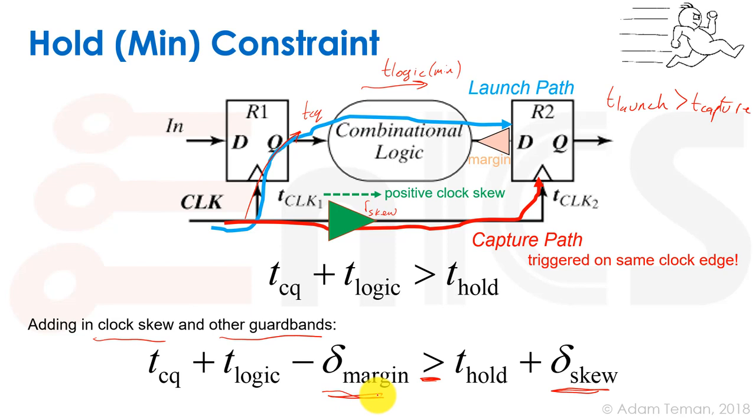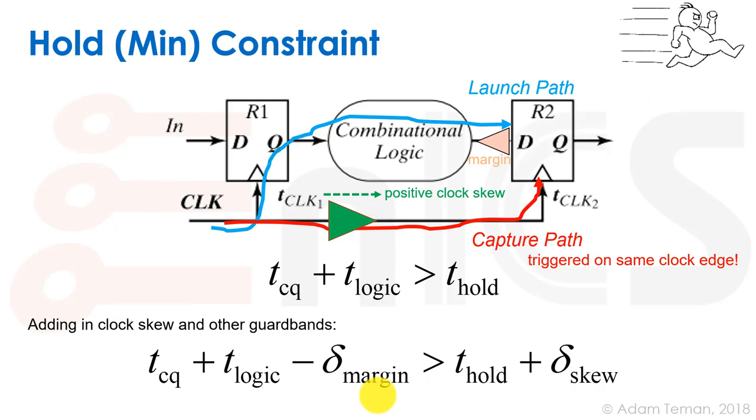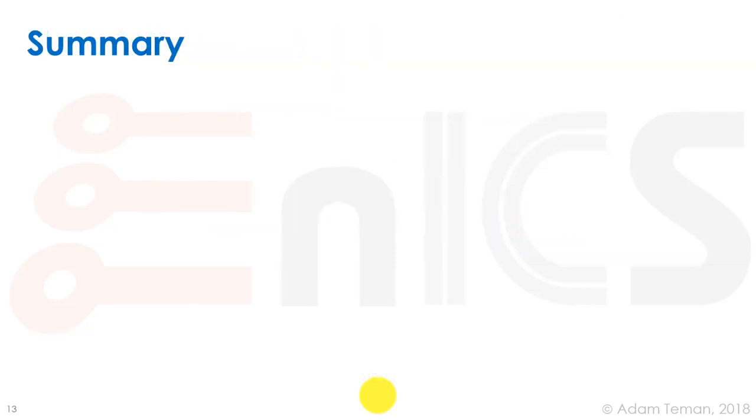But the important thing to look at here is that there is no parameter such as our big T, which was an external parameter. So if during setup we could just lower our clock period and meet the setup timing, there is no such possibility in hold. So let's summarize that whole thing.